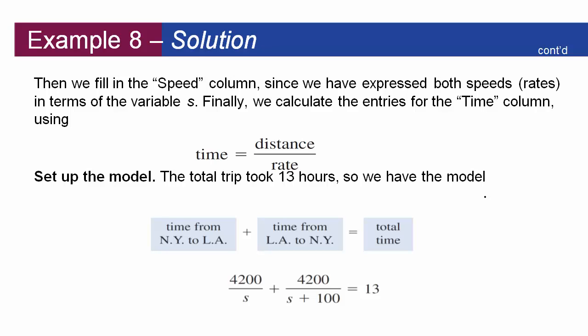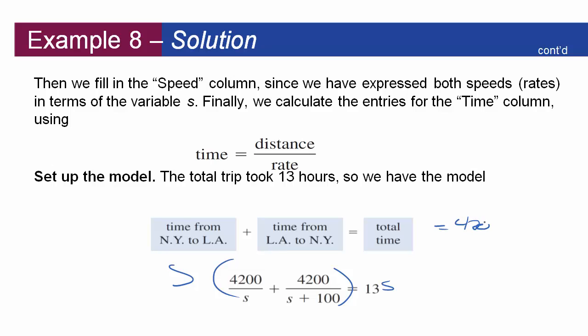We put in our two formulas. 4,200 over S, plus 4,200 over S plus 100, equals 13. You're going, oh no, more fractions. But remember, the rules never change. When we have fractions, multiply by our denominators. Now, instead of thinking of a common denominator, do it in pieces. Multiply this by S and this by S. And you kill off the first fraction.